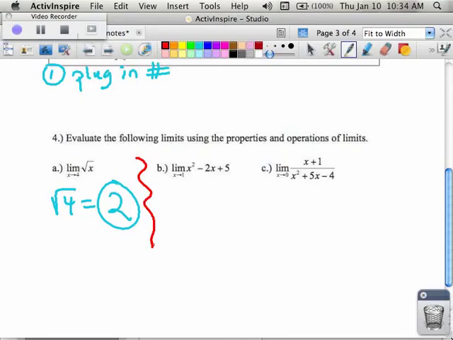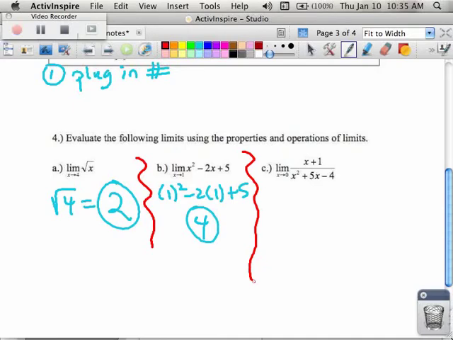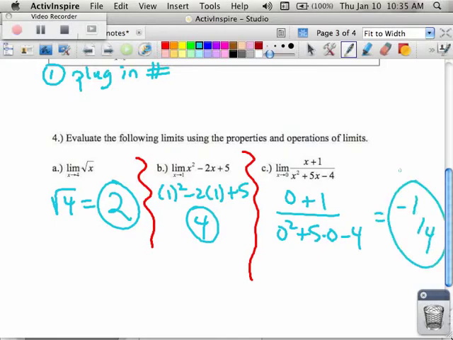Letter B. Does that say I'm approaching 1? Yeah. Okay, so 1 squared minus 2 times 1 plus 5 is 1 minus 2, which is negative 1 plus 5, which is 4. Done. Letter C, plug in a 0. 0 plus 1 over 0 squared plus 5 times 0 minus 4 equals negative 1/4. Strategy number 1, plug in the value.